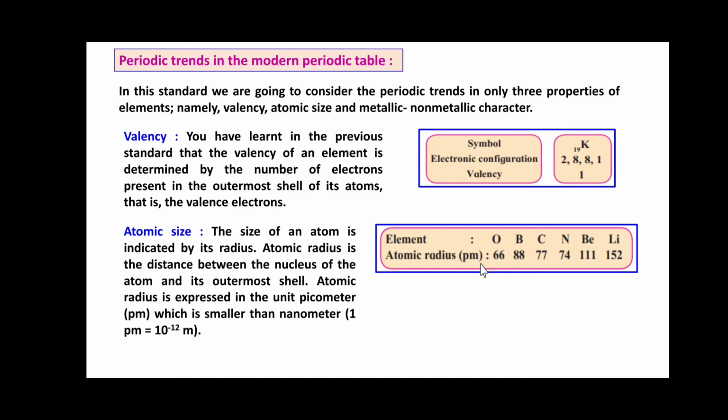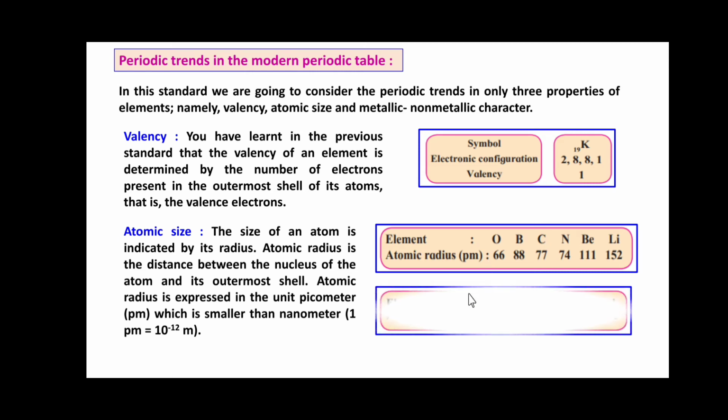The reason behind this is as follows. While going from left to right within a period, the atomic number increases one by one, meaning the positive charge on the nucleus increases by 1 unit at a time. However, the additional electron gets added to the same outermost cell. So due to the increased nuclear charge, the electrons are pulled towards the nucleus to a greater extent, and thereby the size of the atom decreases.